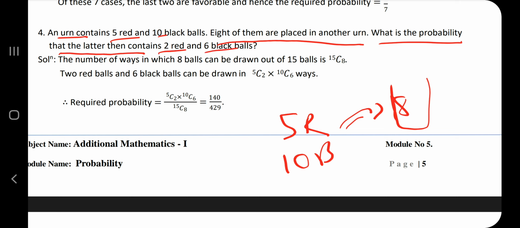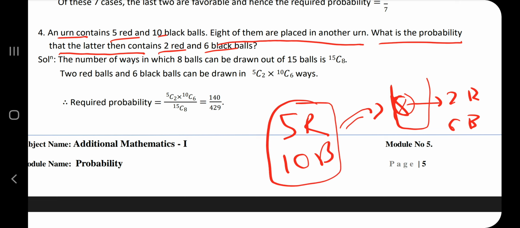What is the probability that I have chosen this one? In this there are 2 red balls and 6 black balls. Like this only I have chosen. What is the probability? So observe carefully. How many ways can I draw 8 balls from this whole set? In this whole set there are 15 balls. How many ways can I draw 8 balls? 15C8, right? 8 balls, 15 balls are there. That is the total number of ways.